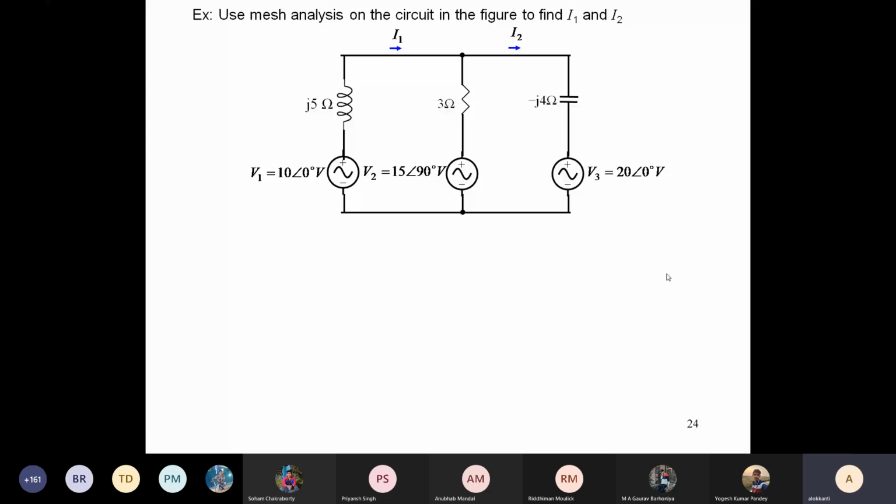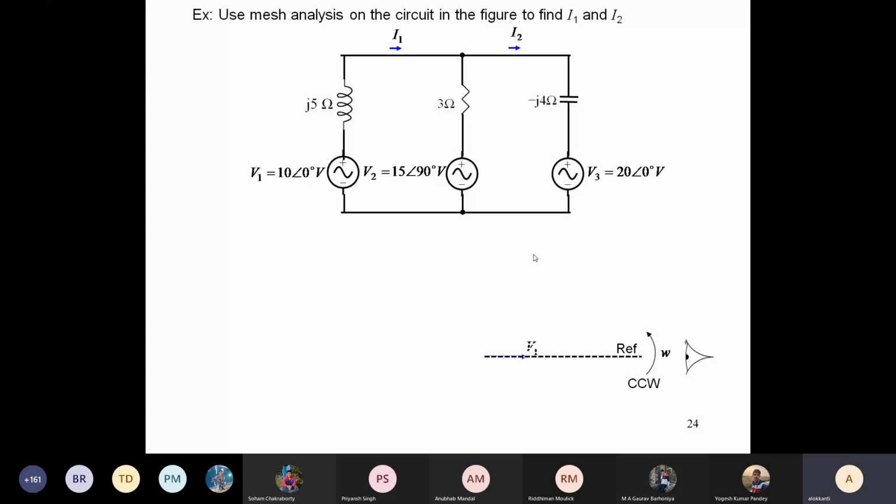As with the earlier problems, since it is an AC problem and some information is already given, you have to put it down first in the phasor diagram. Here you are given three voltage sources. V1 is 10 angle 0, V2 is 15 angle 90, and V3 is 20 angle 0. So V1 and V3 have the same phase, 0 degrees, so they are both aligned along the reference.